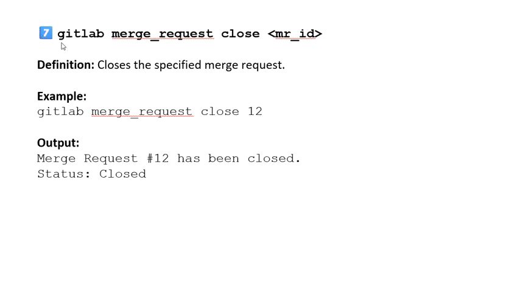The seventh command is gitlab merge_request close with the merge request ID. The definition is: close the specific merge request. The example is gitlab merge_request close 12. The output is: merge request 12 has been closed, and the status is closed.